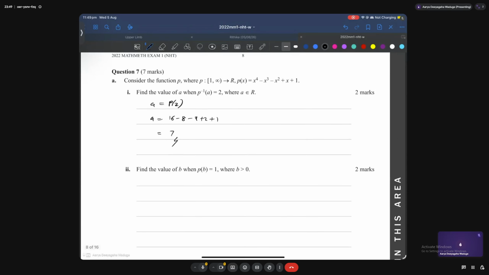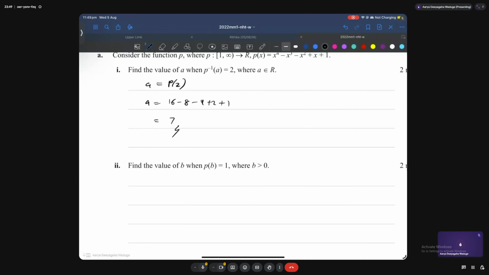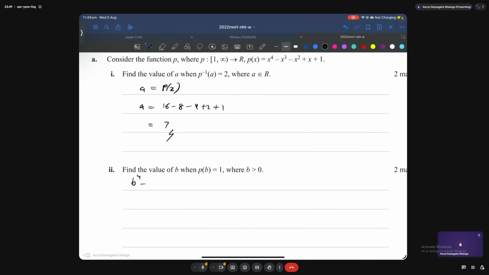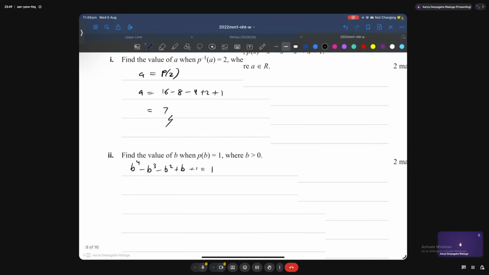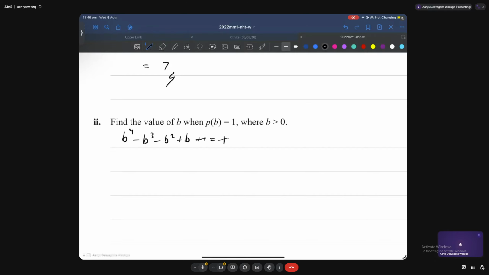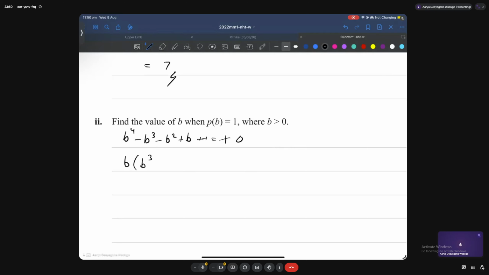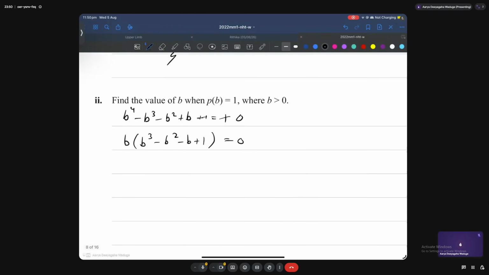Find the value of b. Oh, p of b is equal to 1. That looks like a lot of fun. So we know that b to the power 4 minus b cubed minus b squared plus b plus 1 is equal to 1. I think this is redundant to write, but I will write it anyways. And we can simply cancel these two out. This will be 0 here. So now it's just a game of, we need to factorize this. So this is going to be b cubed minus b squared minus b plus 1 is equal to 0.